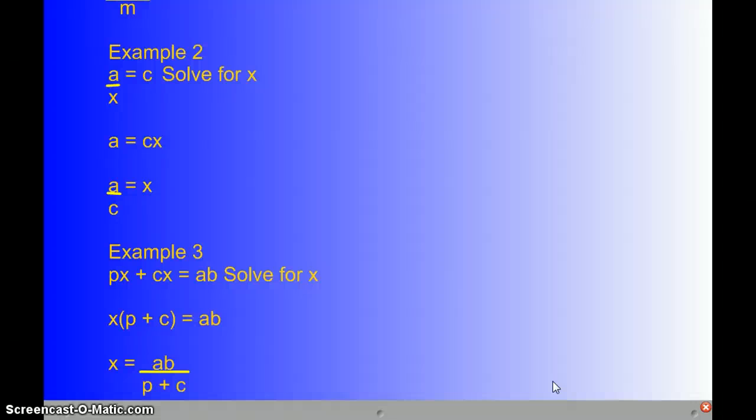So this is equation manipulation. That's what we're talking about. We're just taking a formula and changing it around to look the way we would like it to.